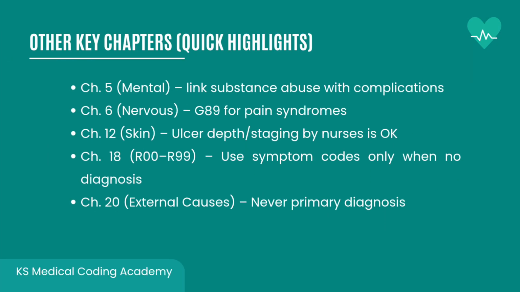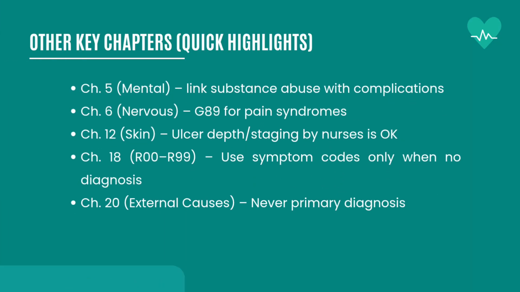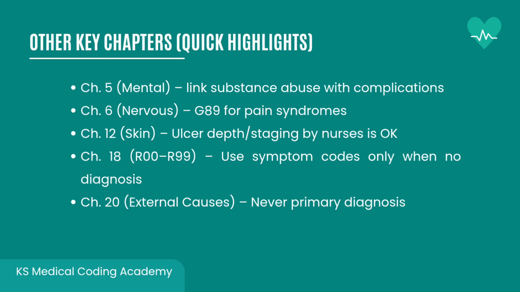Other important chapters. Chapter 5: Mental Disorders, link substance abuse and related complications. Chapter 6: Use G89 codes for pain syndromes. Chapter 12: Ulcers must be coded by depth and stage, nurses can document stage. Chapter 18: Use symptom codes only when no diagnosis is confirmed. Chapter 20: External cause codes can never be reported as the primary diagnosis.